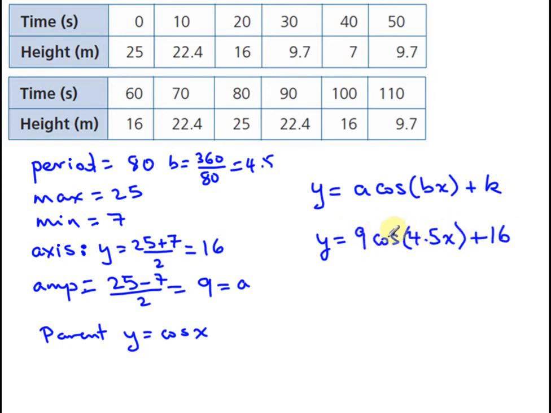But again, because x and y now have a context to them, I have to specify what that is for my equation. So x here is the time in seconds, and the y value is the height in meters.